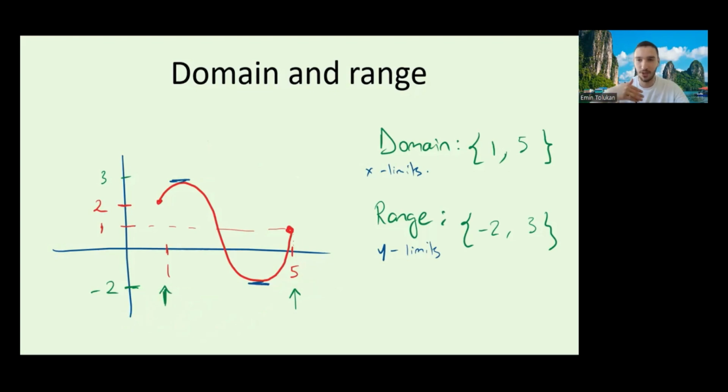Range is about the vertical maximum height and the vertical minimum height. And the domain, as I said, is basically the walls that are holding the function in the xy plane, the walls on the right and the left, basically the leftmost x coordinate and the rightmost x coordinate.